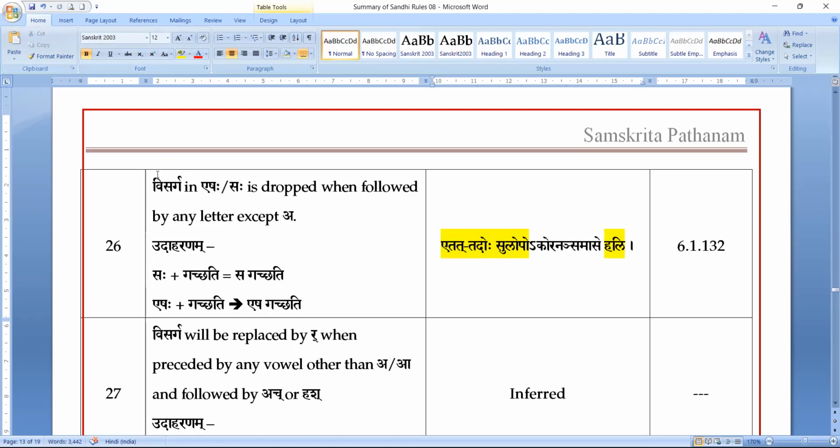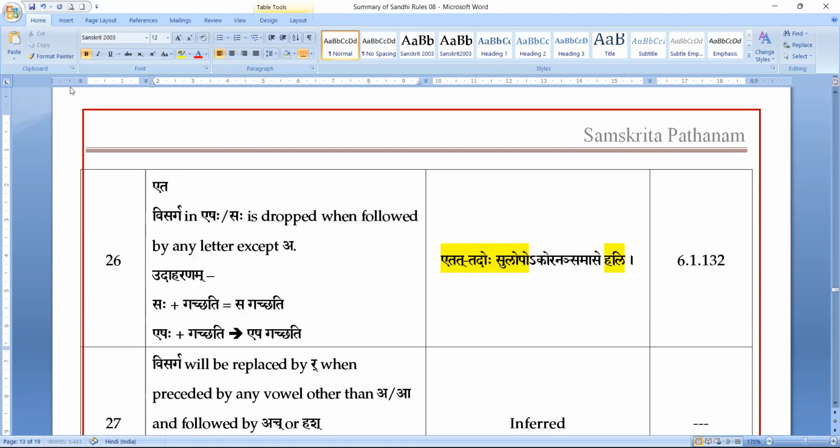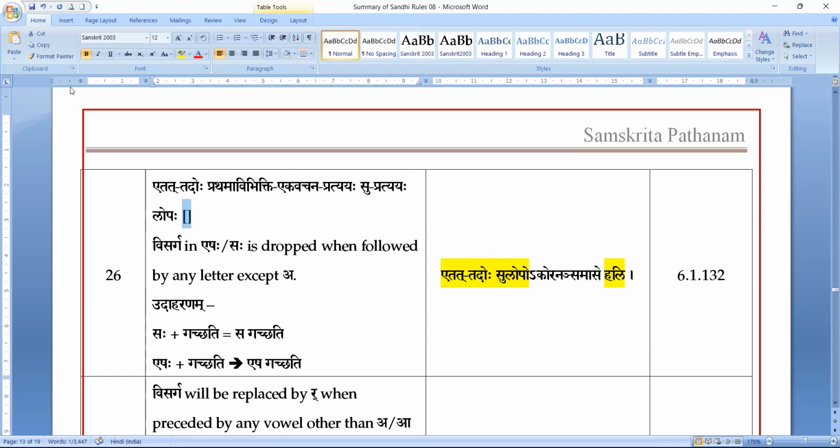This is how we can write it in Sanskrit. Etat tadoho means for Etat Shabda and Tat Shabda, su lopaha. Su means Supratyaya, that is, the Pratama Vibhakti Ekavachana Pratyaya. If you want, you can write: Pratama Vibhakti Ekavachana Pratyaya, that is su, Supratyaya lopaha bhavati. When? Halipare. You have to write pare. That's all, simple. The visarga in Yesha and Sa is dropped.